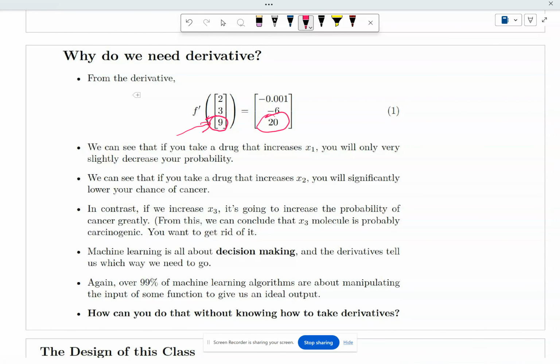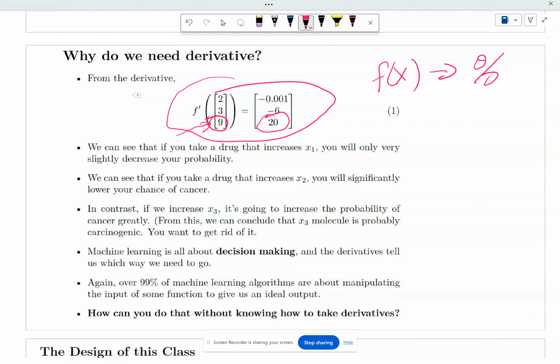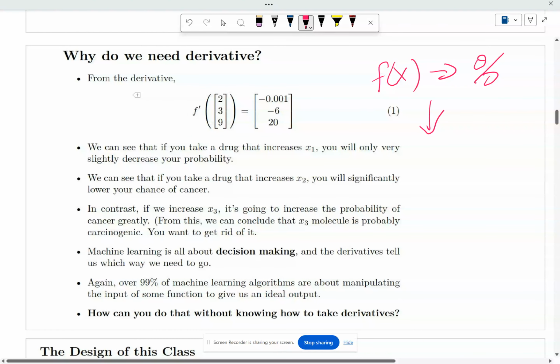So you can see that knowing the probability, like knowing f of x, is useful because it predicts the probability of you getting cancer. But knowing the derivative allows you to take concrete action that manipulates certain inputs to achieve a certain output, right? So right here, we want to lower the probability of you getting cancer. And the derivative essentially tells us how to achieve that.